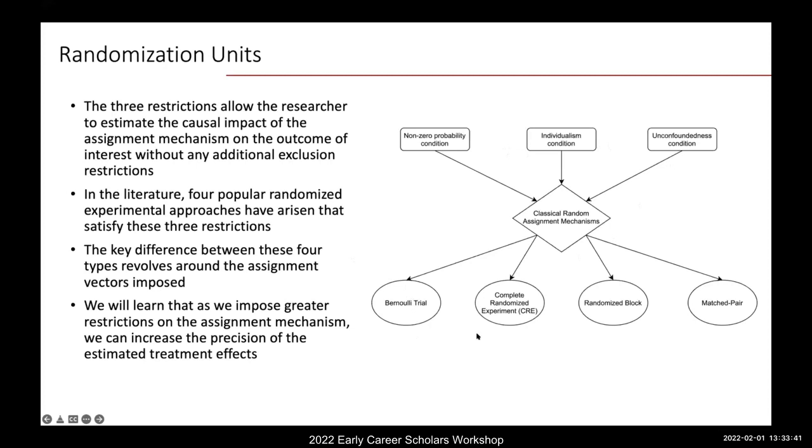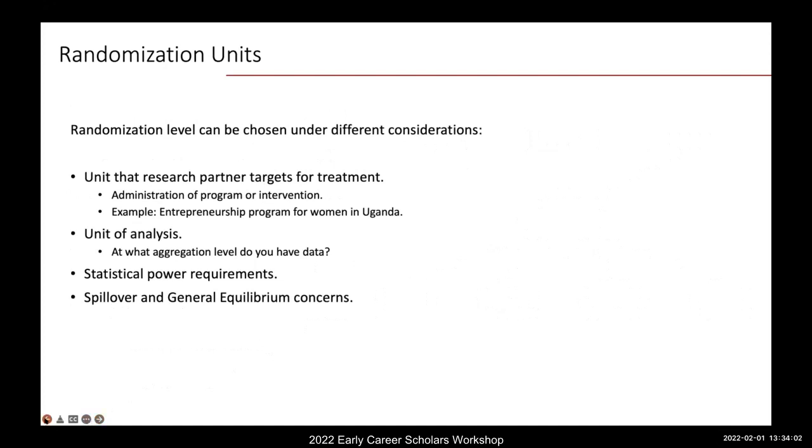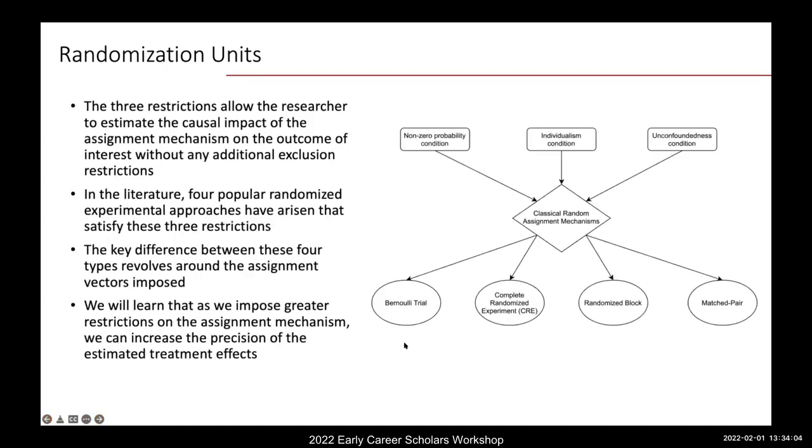Okay, and then the key difference between the 4 types is around the assignment vectors imposed. So it just means like how the assignment is done in practice. So what we will learn is that as we impose greater restrictions on the assignment mechanism, the greater is the precision of the estimated treatment effects. Okay. So let me talk a bit about this really briefly.